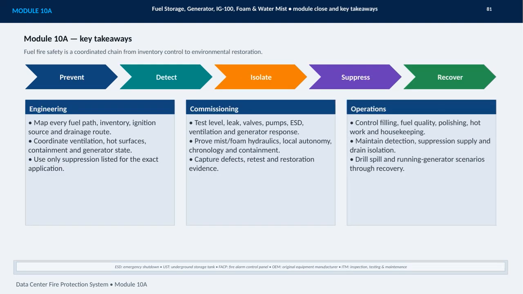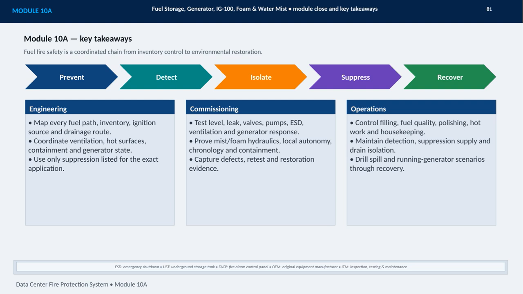This module closes with a practical view of fuel fire safety as a coordinated chain, not a single device or response. The objective is to move deliberately through prevent, detect, isolate, suppress, and recover. A weakness at any point can affect the steps that follow, so the system has to be considered from fuel inventory and ignition sources all the way through containment and environmental restoration.